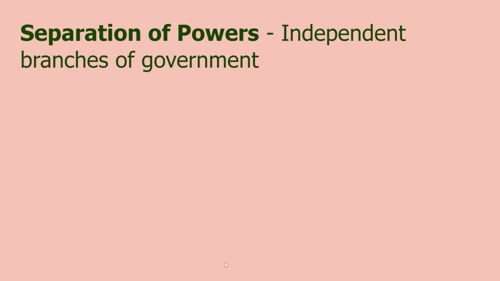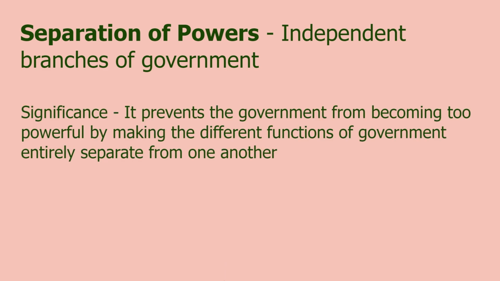Separation of powers, independent branches of government. It prevents the government from becoming too powerful by making the different functions of government entirely separate from one another. So the legislative branch, the executive branch, and the judicial branch all have different powers, and they don't have a lot of connections to each other. So this allows each branch of government to check each other and make sure one of them isn't becoming too powerful. It's almost like they're competing for influence in government, and this prevents one part of government or the government as a whole from becoming all powerful. It's sort of like how factions on the people level are all in a space where they have to compete with each other. This is how the government is.